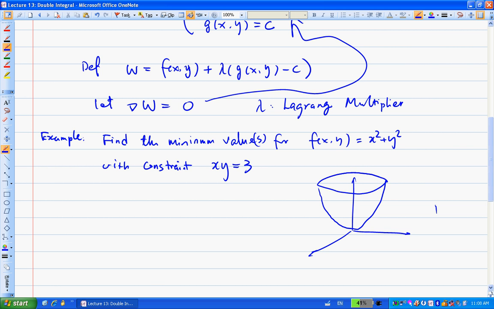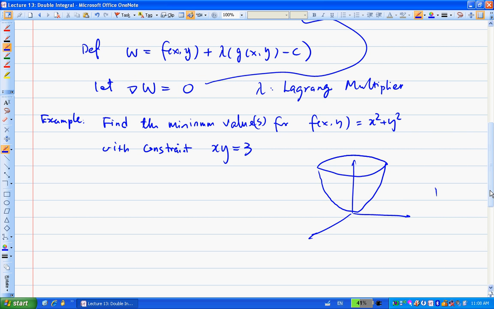Okay, so that's a paraboloid. And then we can draw this xy equal to 3. So xy equal to 3, that's in the xy plane, right? In this xy plane, and this is a hyperbola, right? If you recall, in an xy plane like this, it looks like this, right?